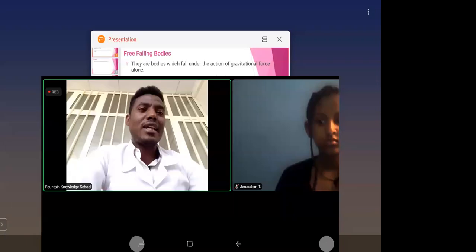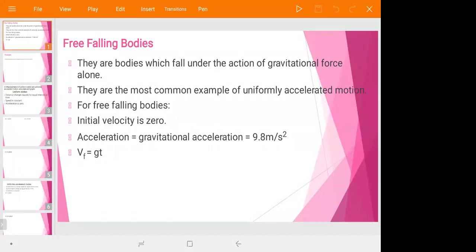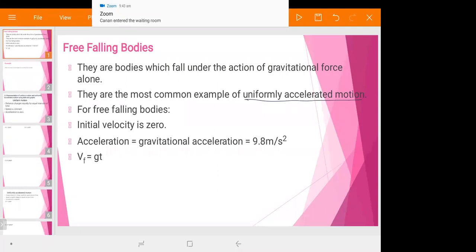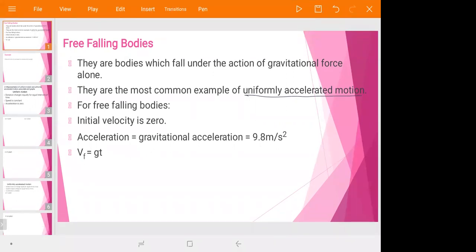Before that, let us see free falling bodies. A free falling body is an example of uniformly accelerated motion, which means its acceleration is constant. Free falling bodies are bodies that fall under the action of gravitational force. When gravitational force attracts a body, it falls freely to the earth.